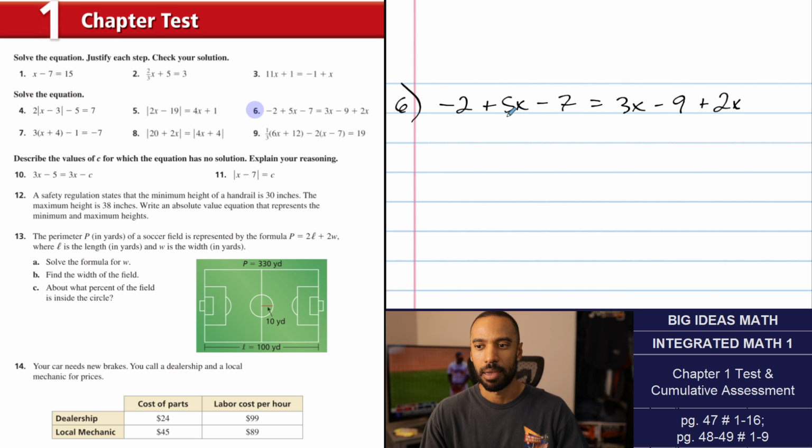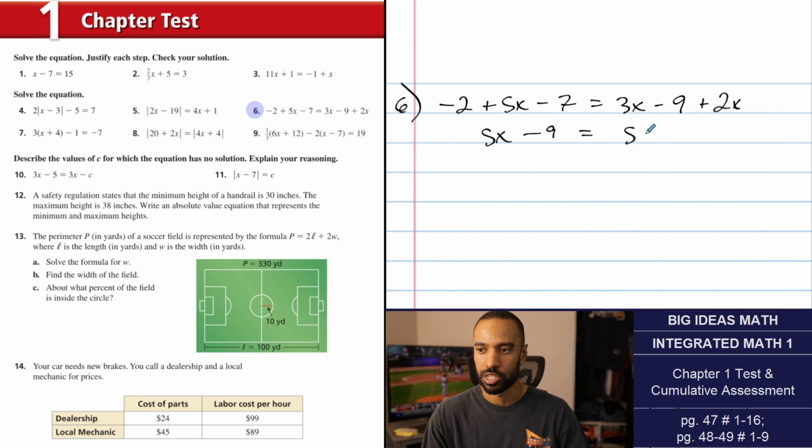Okay, we're going to simplify both sides of this equation. Negative 2 minus 7 is negative 9. We still got the positive 5x here. 3x plus 2x is 5x. We still got the negative 9 here. 5x minus 9 equals 5x minus 9. That's an identity. This is going to be an infinite number of solutions case.